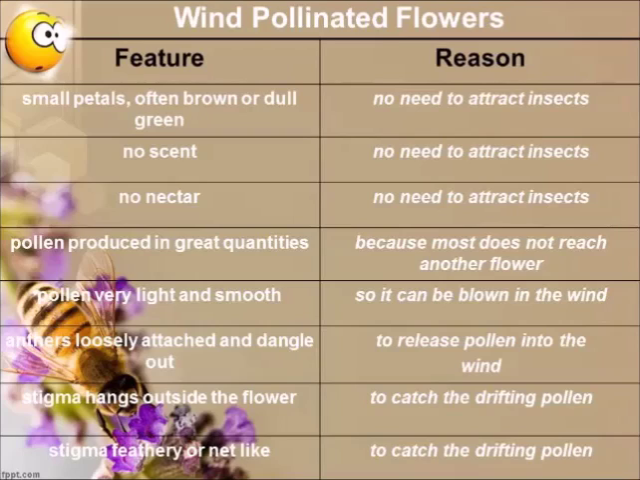Since the pollen grains are carried away by wind, they are very light and smooth. Further, to cause easy release of pollen and to be carried by wind, the anthers are loosely attached and often dangle out. In order to catch the drifting pollen, the stigma hangs outside the flower. Also, in order to catch the drifting pollen swiftly, the stigma is feathery or net-like.